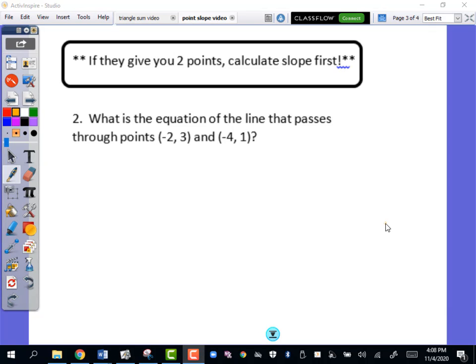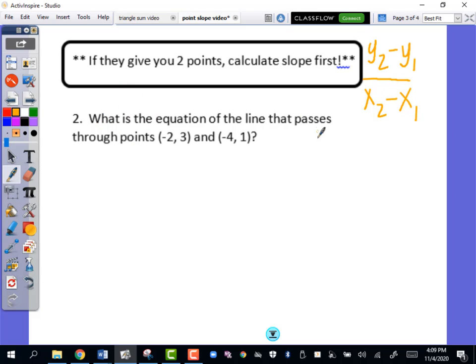Okay, so we've done writing the equations when they give you the slope, but sometimes they do not give you the slope. They're just giving you 2 points, and you have to figure out all the things. So we're going to be calculating the slope first. That means we're going to be using y2 minus y1 over x2 minus x1. We have to do that before we can write the equation.